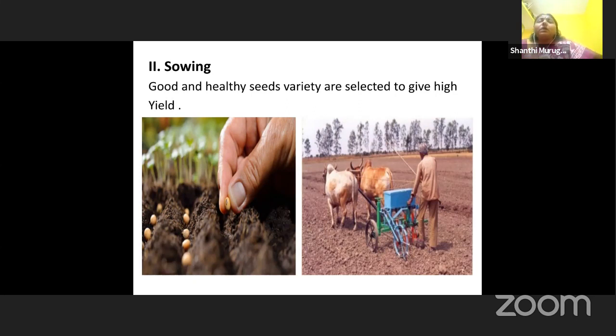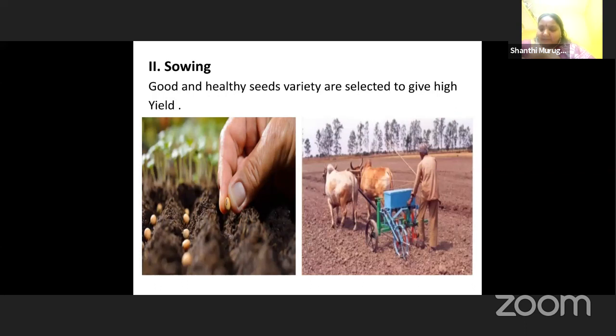So what is sowing? Sowing is selecting a good variety. Yes, Andrea, you are very correct. Whatever you said is correct. Now, seed drilling. Seed drilling is nothing but the next picture.